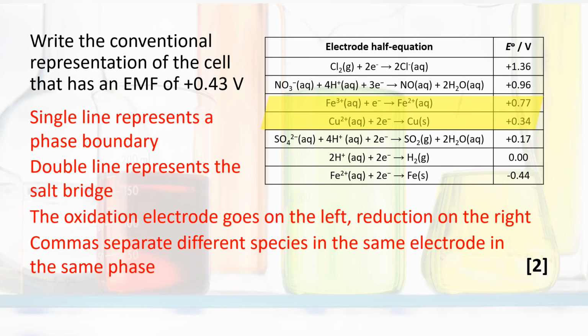For conventional cell representations, a single line represents a phase boundary. Think about solids, liquids, gases, and aqueous solutions. Double check the state symbols that you are given. A double line represents the salt bridge. The oxidation electrode goes on the left, the reduction on the right. Commas separate different species in the same electrode in the same phase.